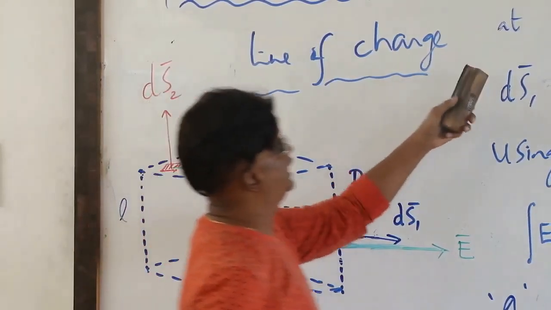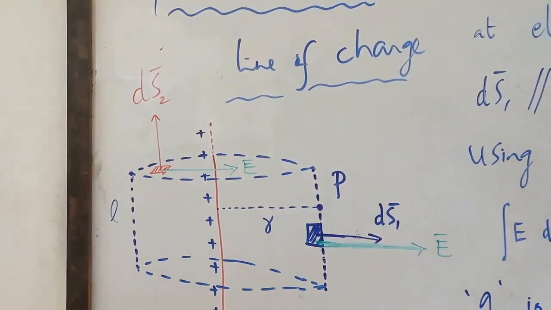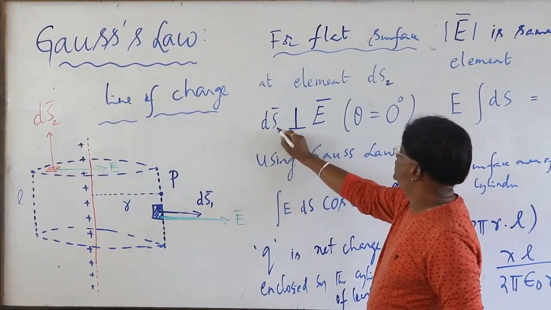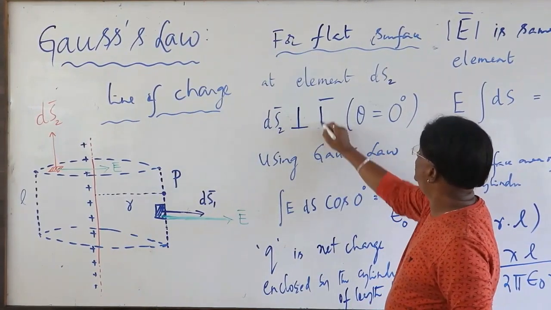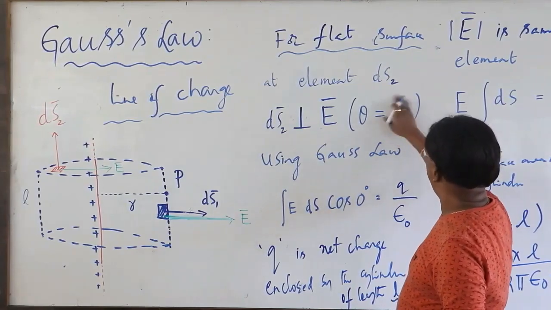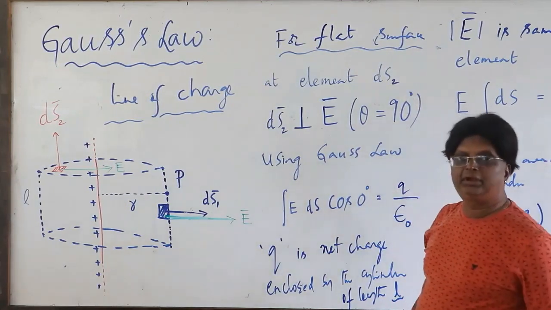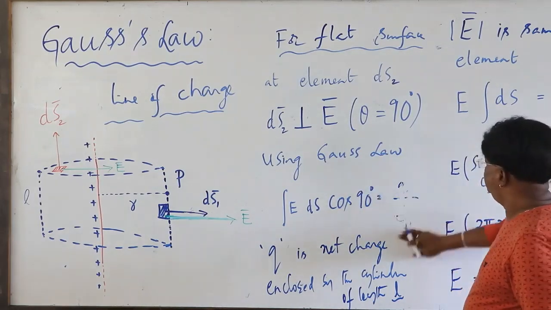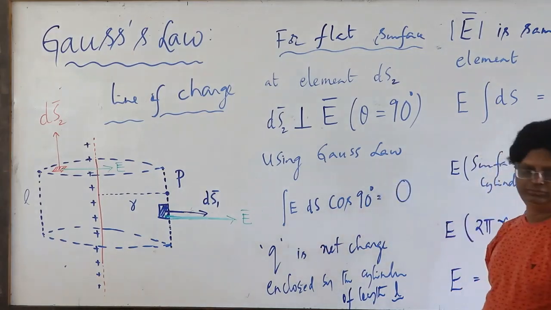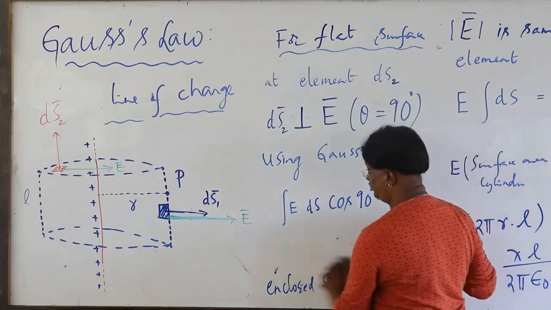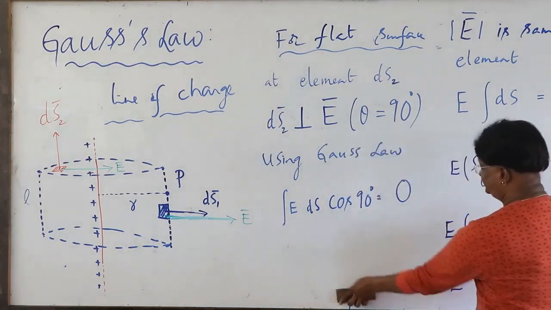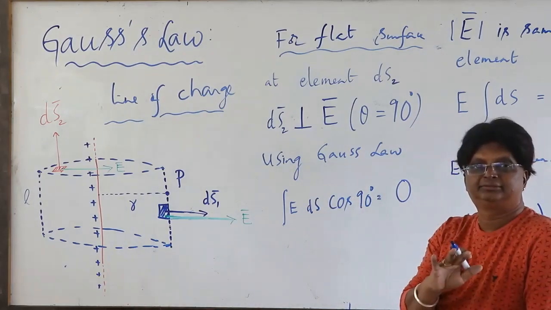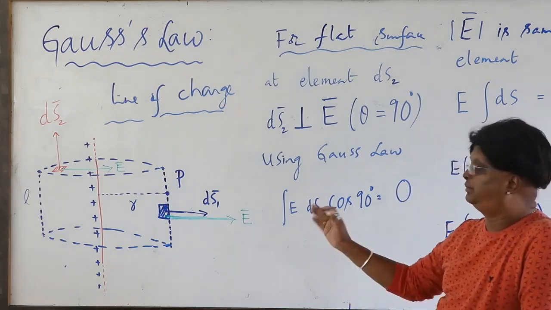Therefore now what happens at element ds2? What is that you find? It is not parallel. It is perpendicular. ds2 bar is perpendicular to E bar. Theta is 90 degrees. So using Gauss law, this becomes cos 90, which is equal to 0. What does it mean? The flat surface is not contributing to the flux. The flux is contributed only by the curved surface.